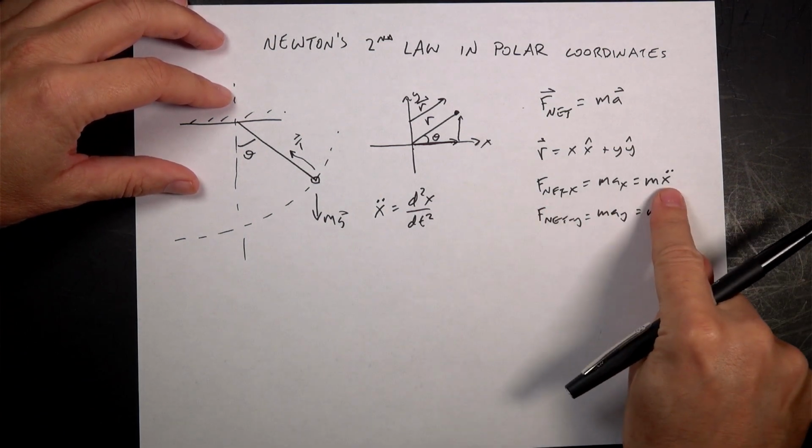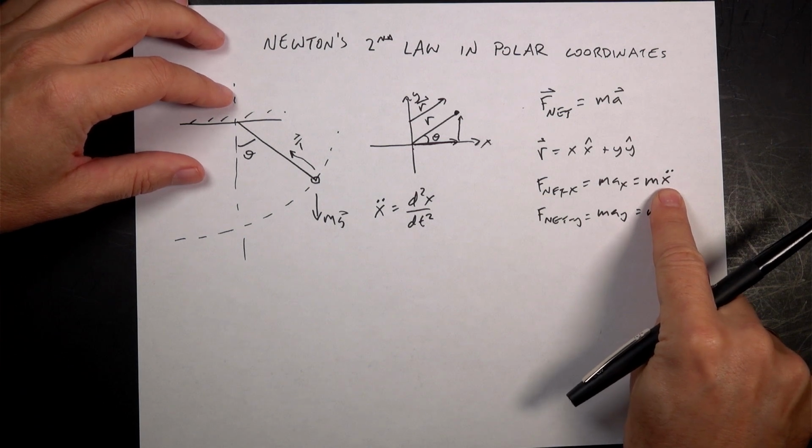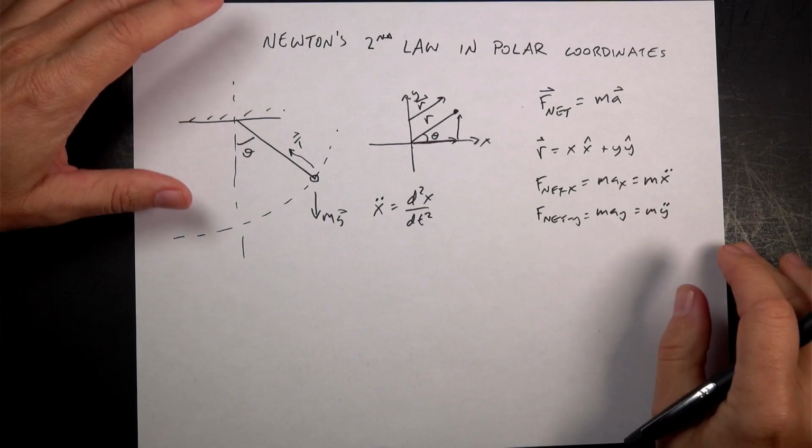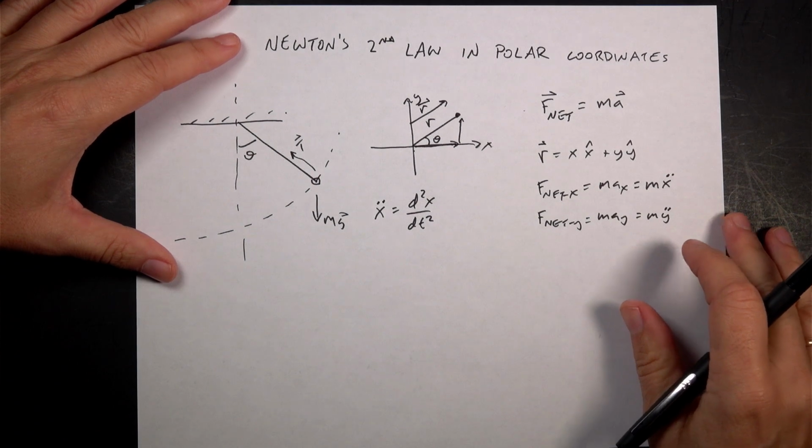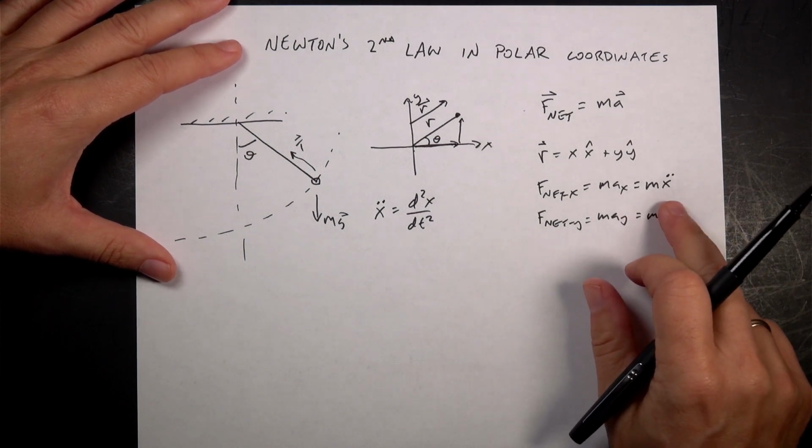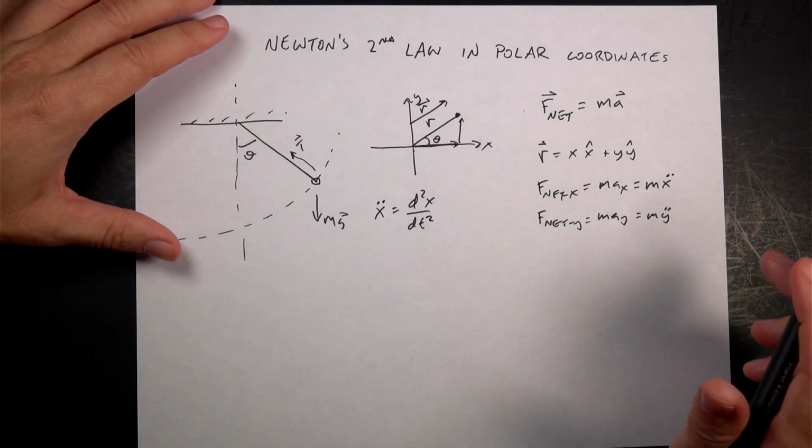But the question is, well, what is x double dot? What is y double dot? Okay. Can we even do that? Can you even do that? What's a_x? Is a_x x double dot? Is that true? Okay, it is true.